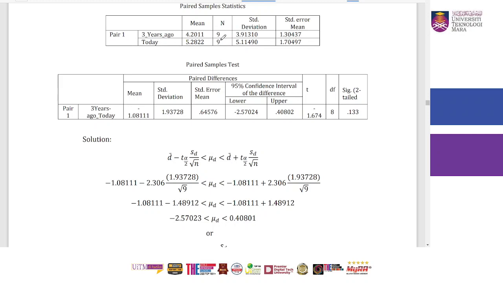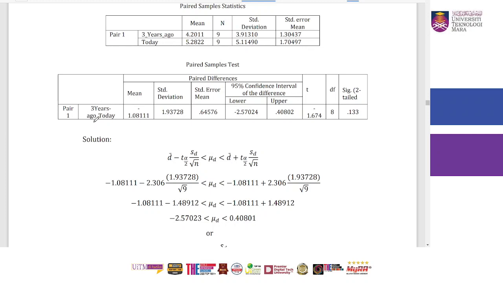And then you have the number of samples. So in this case, the pairing is 9. So both have 9 values. And then you have the standard deviation and the standard error of the mean. So the same thing. To get the standard error of the mean for each of the group, just take the standard deviation divided by the square root of n. Okay. So you get this value.